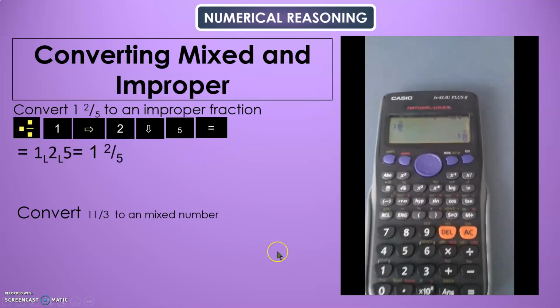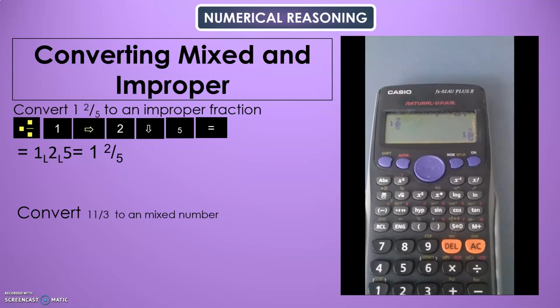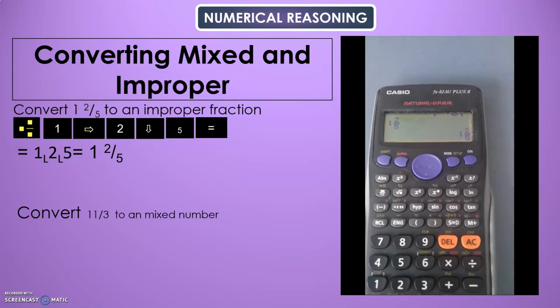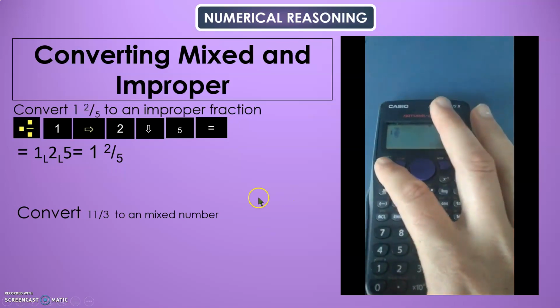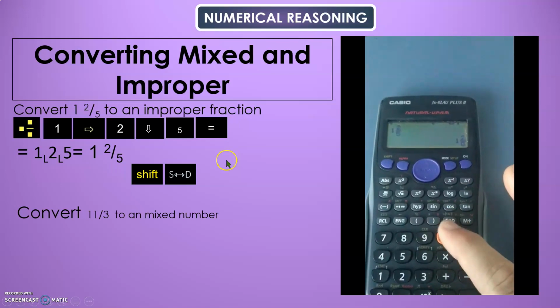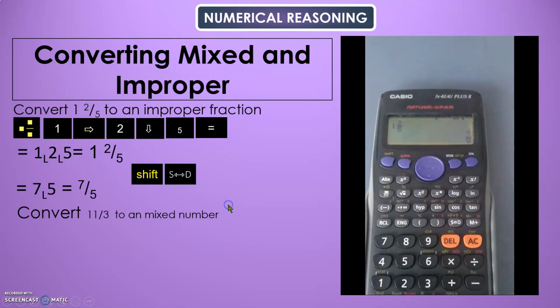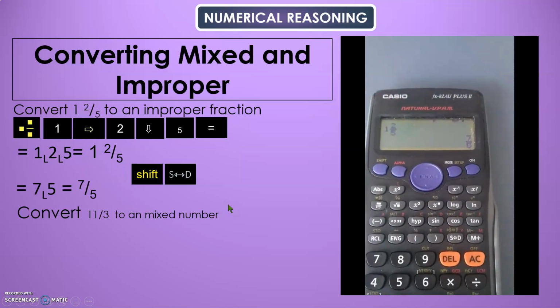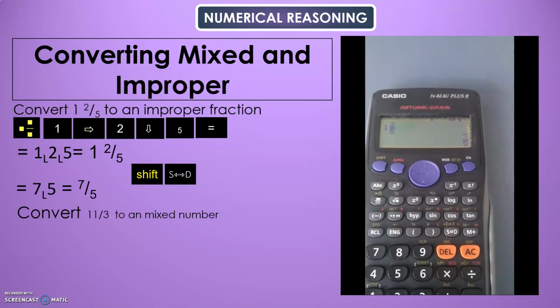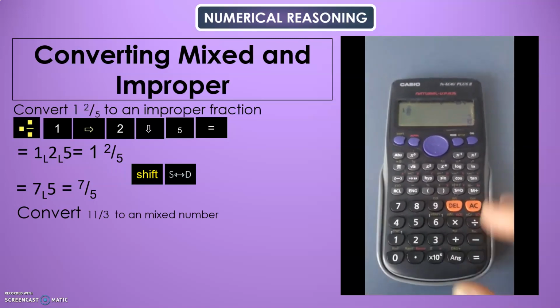You'll notice that it's written as a mixed number as our answer. So it might be that you want it as an improper fraction. The key thing we need to do is press Shift and then SD. Shift SD, and you'll notice that it then changes to 7/5. So you can always change between a mixed number and an improper fraction by pressing Shift SD.